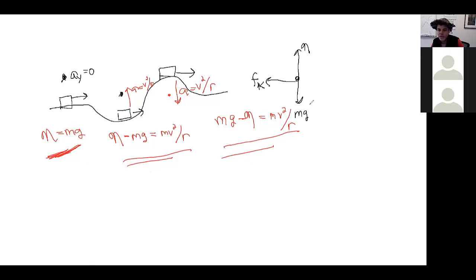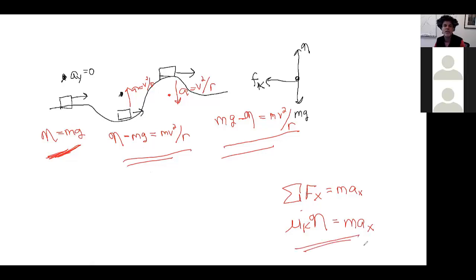So for each of these, you solve the sum of the forces in the x direction equals max. The only force is the force of kinetic friction, which is mu k times the normal force equals max. Once you know the normal force, you can use this to solve for the acceleration in each case. So the only real difference is the normal force.